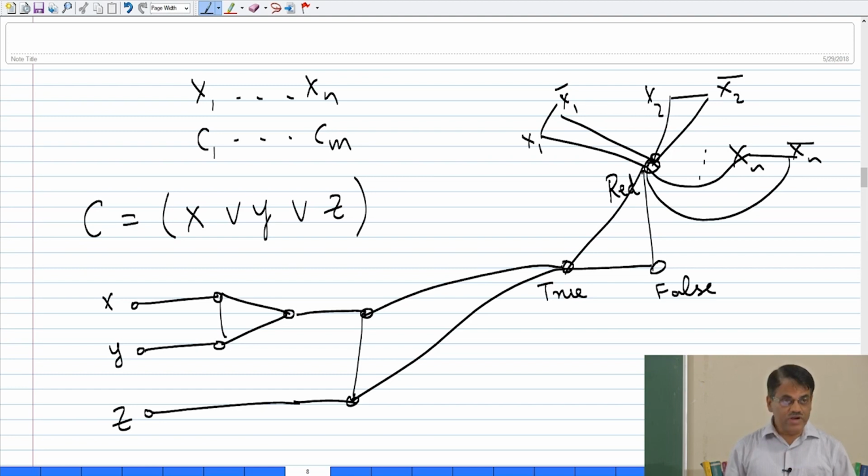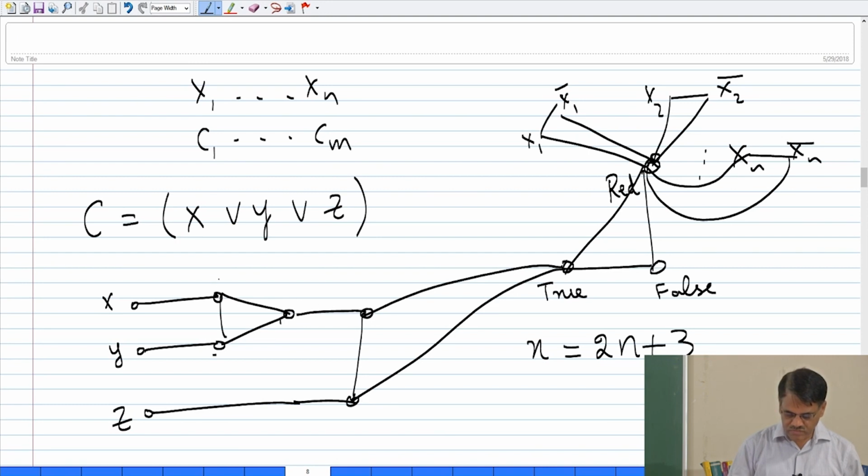So the number of vertices in my graph is 2n, because there are n variables for xi and xi bar, plus this red, true, false, that's 3 more, plus for every clause I am adding 1, 2, 3.